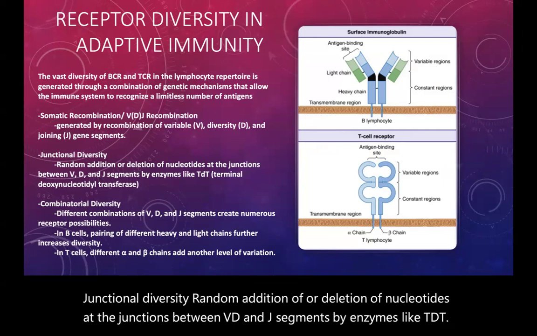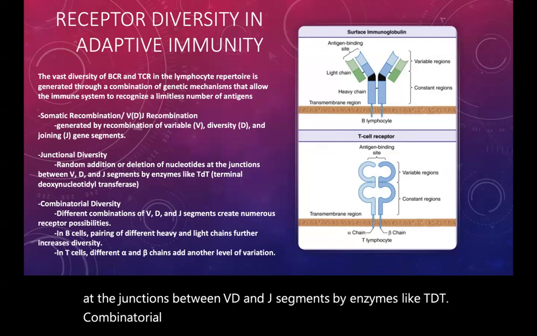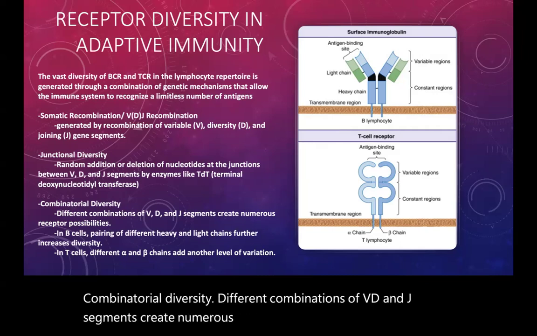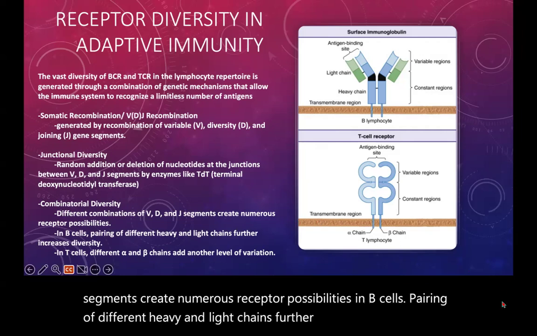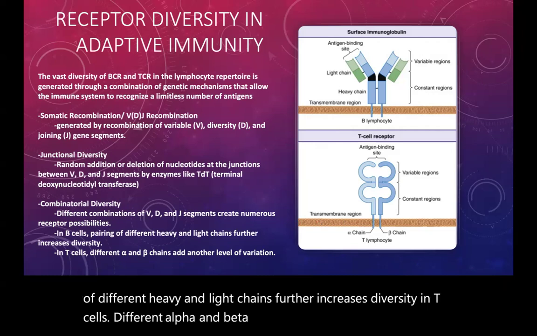Combinatorial diversity: different combinations of V, D, and J segments create numerous receptor possibilities in B cells. Pairing of different heavy and light chains further increases diversity. In T cells, different alpha and beta chains add another level of variation.